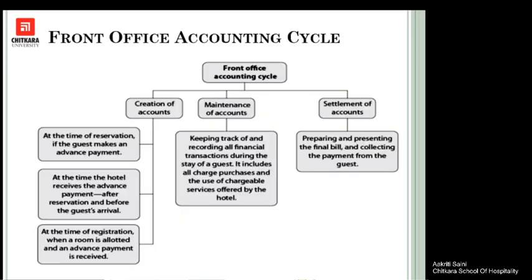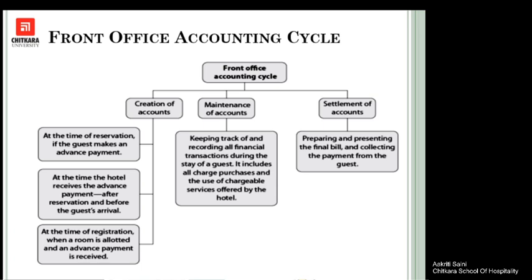Moving further, the front office accounting cycle has majorly three parts. First is the creation of accounts, second is the maintenance of account, and third is the settlement of account. If we think about creation of account, we know that the account will be created either at the time of booking, when the guest has made a booking at the reservation, or when the guest is paying us an advance payment, or if the guest comes to us during the registration and pays us a certain amount.